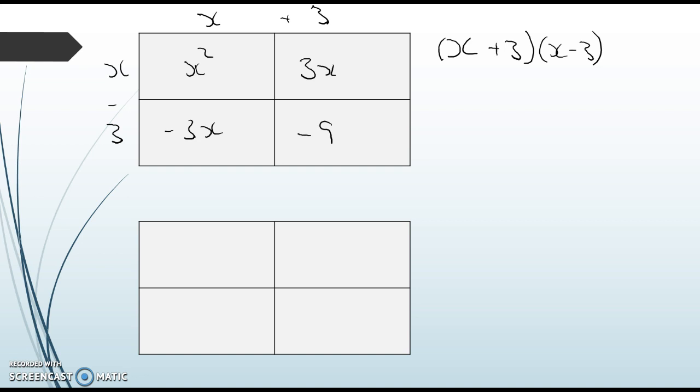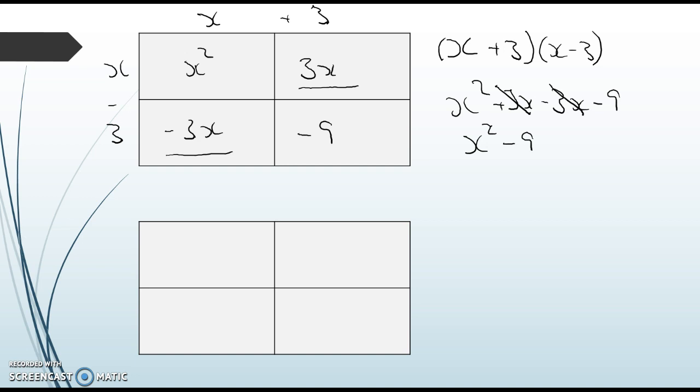So if we look at some of our terms, we'll see that those two terms actually cancel each other out. So we're left with, from that, x squared plus 3x minus 3x minus 9. Well, 3x minus 3x, they'll cancel each other out because that's 0. So we are just left with x squared minus 9.